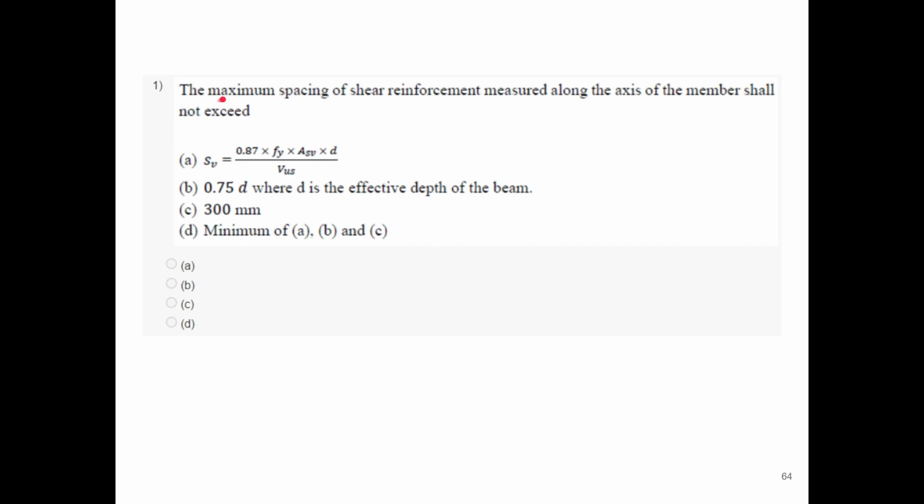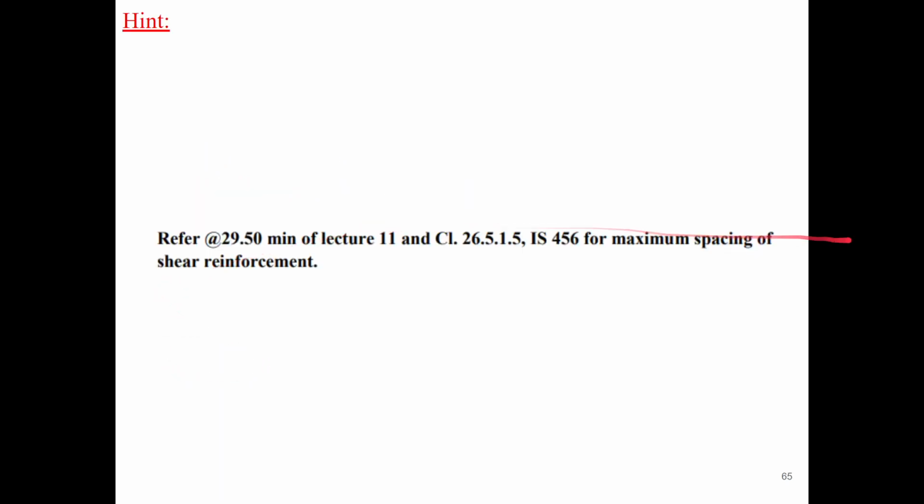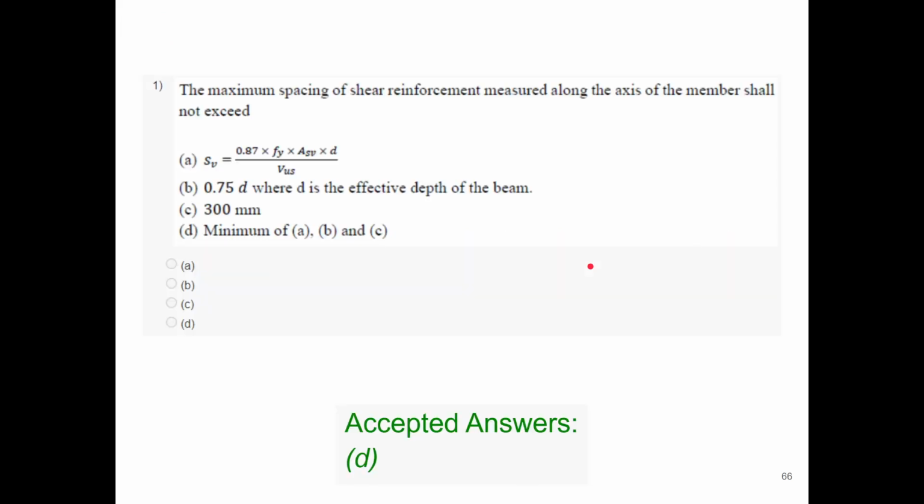So definitely the maximum spacing of shear reinforcement has to be the minimum of sv, 0.75 d and 300 mm, provided that the shear reinforcement is vertical. Okay? Stirrups are vertical. If it is inclined, it will be d. So assuming it is vertical, it will be the minimum of all the three. So D will be the correct option. You can refer to this lecture also for finding the answer. So as you can see, it is the fourth option, the minimum of all the three.